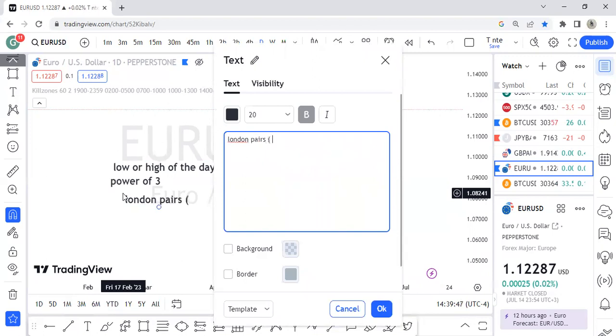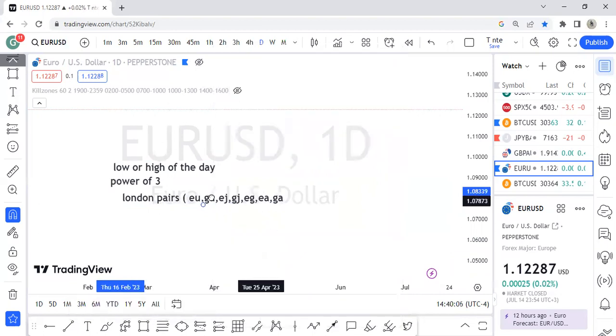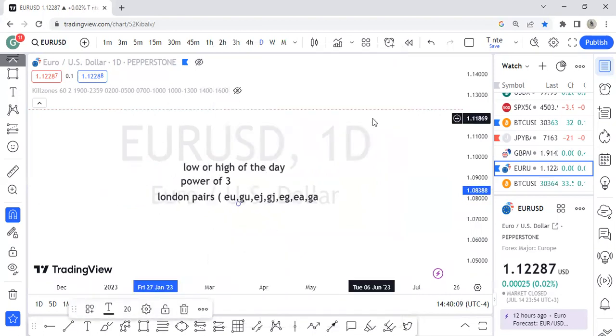If you're looking at EU, you're looking at GU, you're looking at EJ, you're looking at GJ, you're looking at EG, right? You're looking at GA and EA, right? All those pairs, EA, GA. Those are the pairs you're looking at for this London session. Why do I focus on them? Because they're London pairs, right?